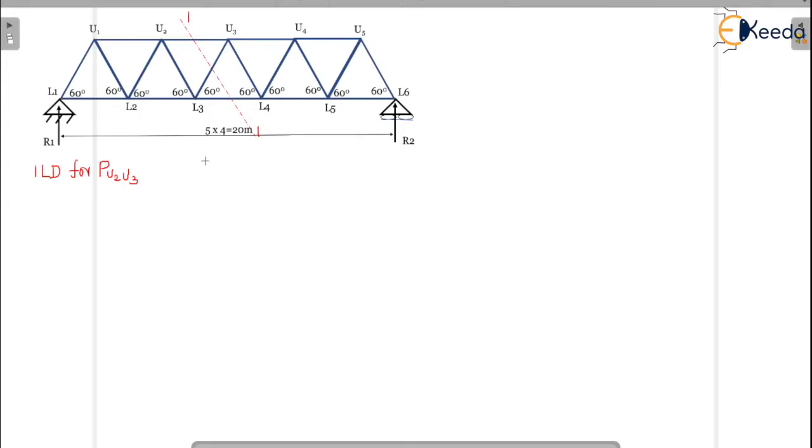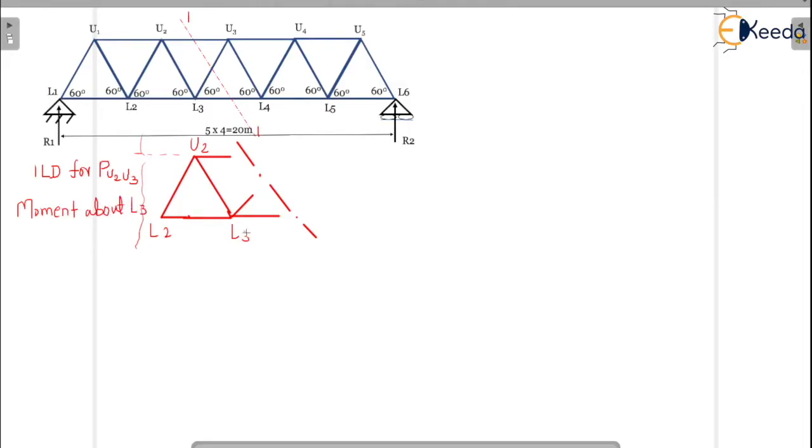I will just draw a very small diagram. It is cutting at this point, and this is our U2, this is L3, this is L2, and it is continuous here. This part I have not drawn, only where the section is there I have drawn. So we have to consider moment about L3.